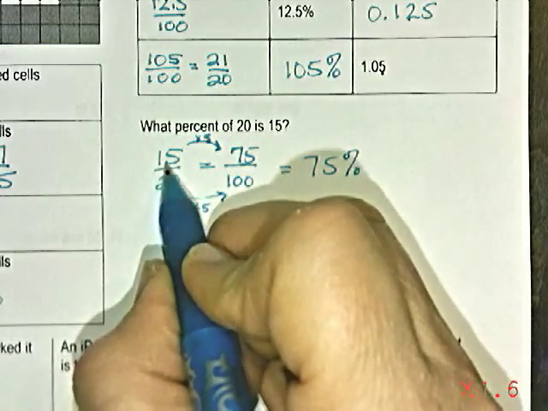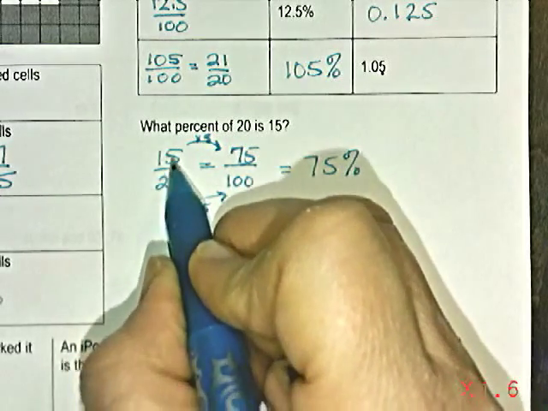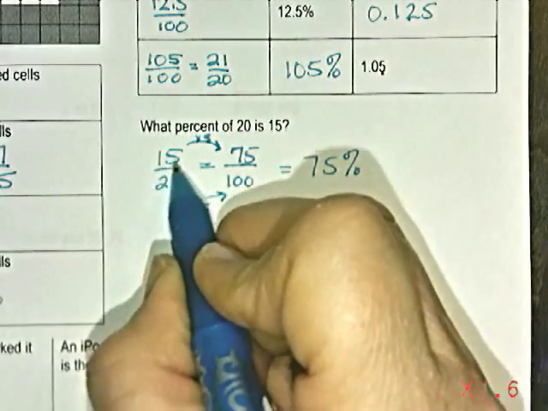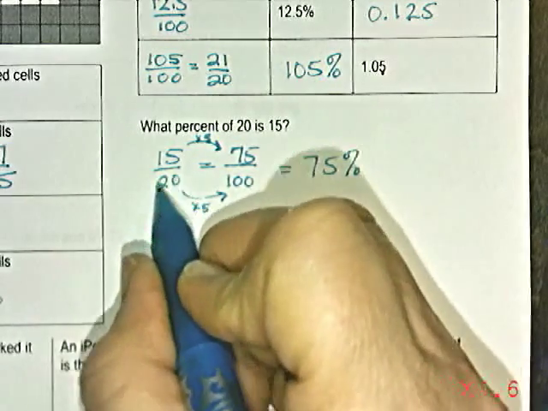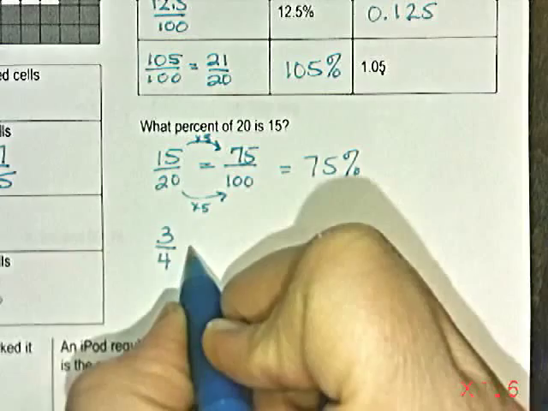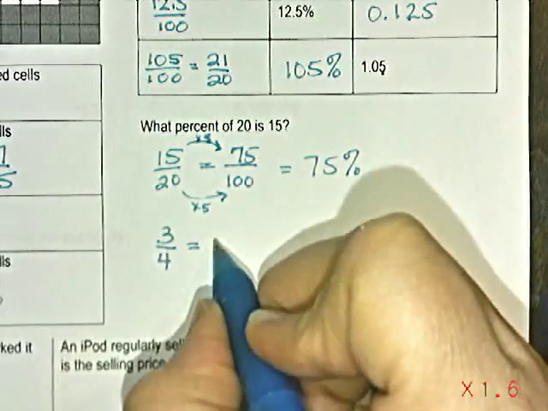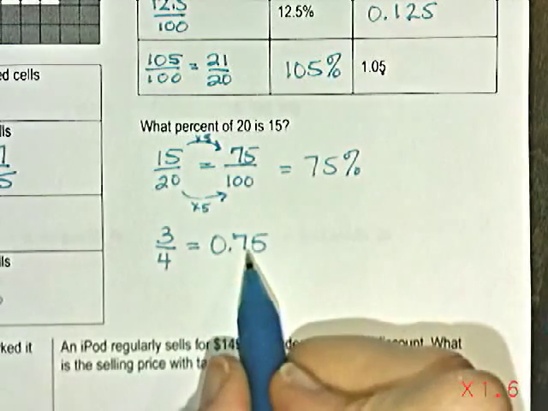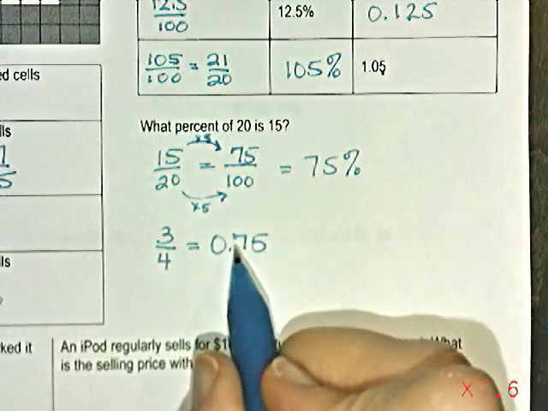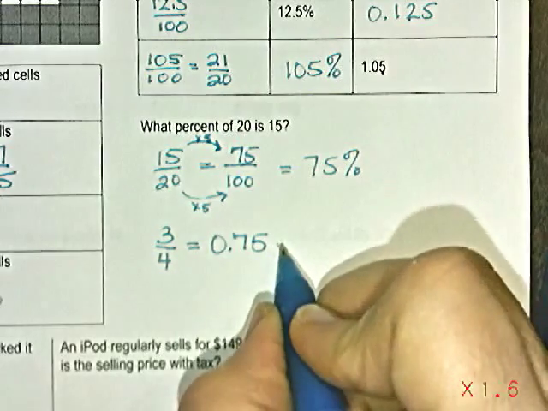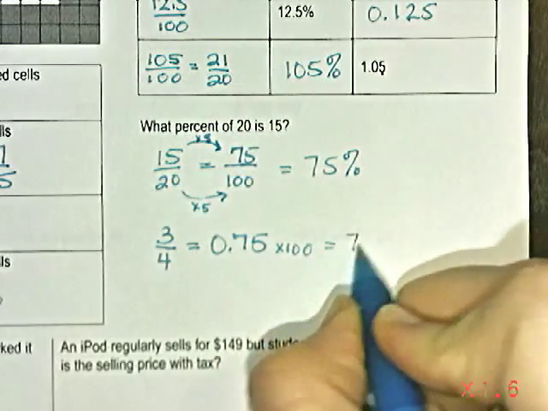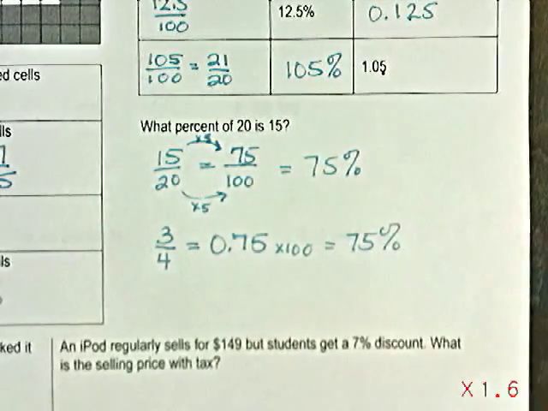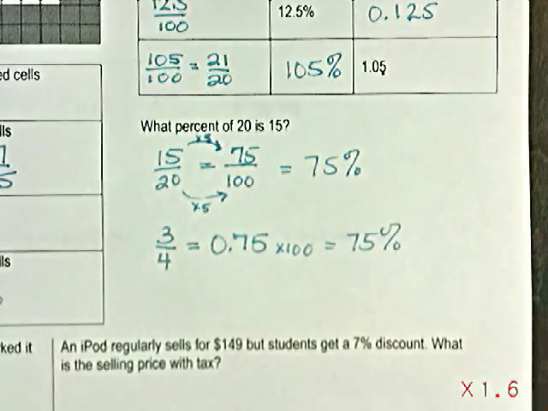So if we take a peek at my 15 over 20, I can take 5 out of there. If I take 5 out of the 15, I've got 3. 5 out of my 20, I've got 4. And 3/4 we often recognize as the decimal 0.75. And then, of course, if I have 0.75 as a decimal, I would multiply by 100 to get to my 75%. Either of those ways would be a great way to get to the percentage.